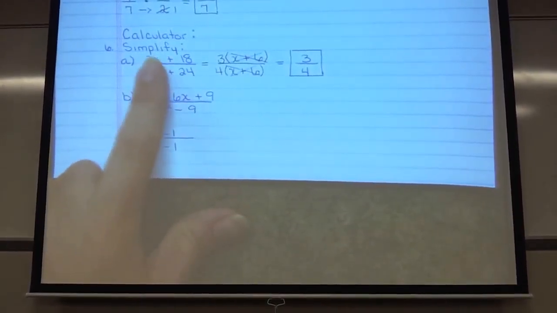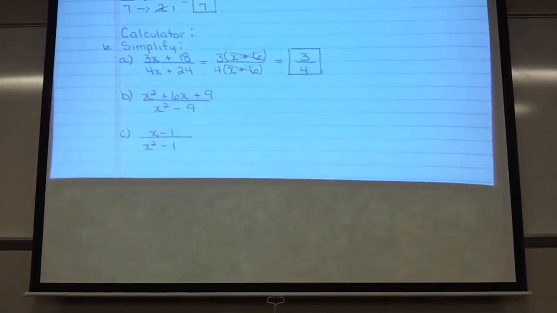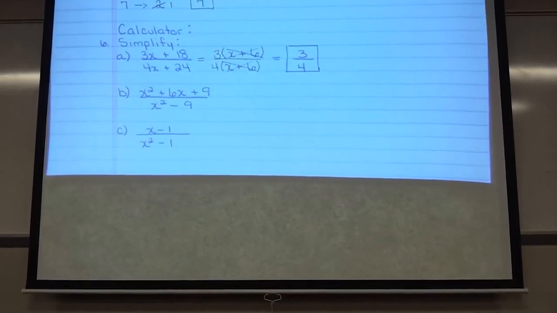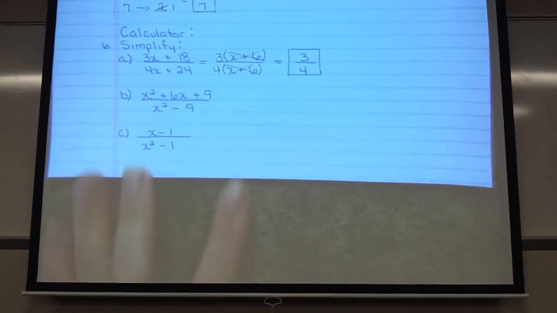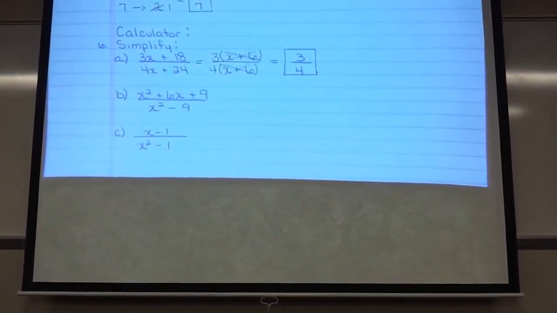Don't do all this creative magic and cross things out and say, oh, the answer's 3/4. I know that's not how you do it. You have to factor it. So just keep that in mind. It doesn't always work so nicely like that.